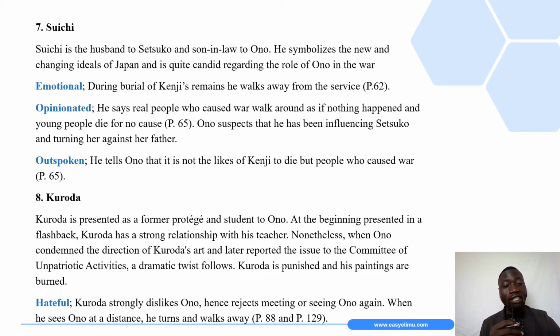So the first is that he is emotional. We are told in the novel that during burial of Kenji's remains, he walks away from the service. So he's also opinionated. He says real people who caused war walk around as if nothing happened, and young people die for no cause. Then Ono suspects that he has been influencing Setsuko and turning her against him. So Suichi is also outspoken. That is, he tells Ono that it is not the likes of Kenji to die, but people who caused the war.